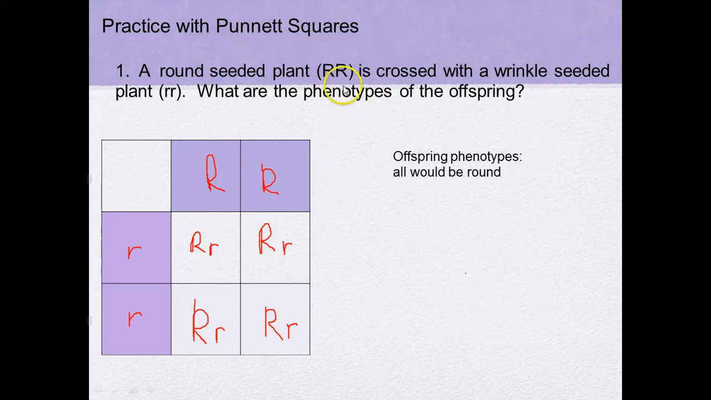If you were asked what would the offspring genotypes look like, you would say 4 out of 4 offspring would be heterozygous round. Remember, heterozygous means a combination of one dominant and one recessive allele. Homozygous can either be 2 dominant alleles like this parent or 2 recessive alleles like this parent.